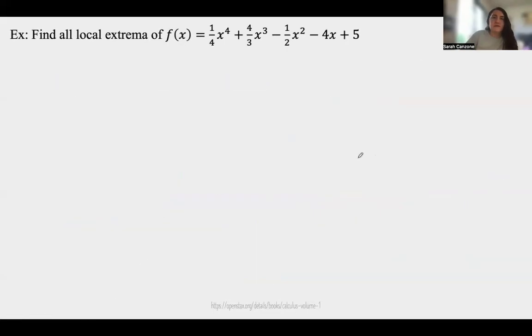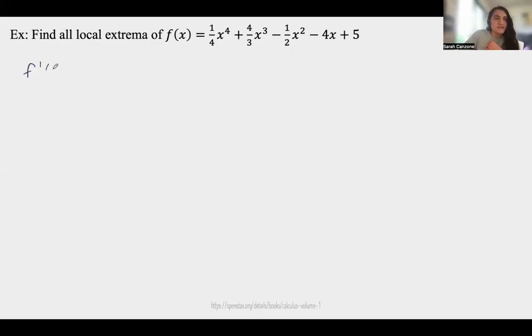All right, let's go ahead and try another one now. So find all local extrema of f of x equals 1/4 x to the fourth plus 4/3 x cubed minus a half x squared minus 4x plus 5. This looks kind of crazy, but we can go ahead and take the derivative and it'll work out nicely.